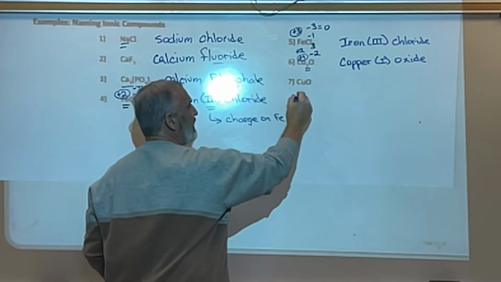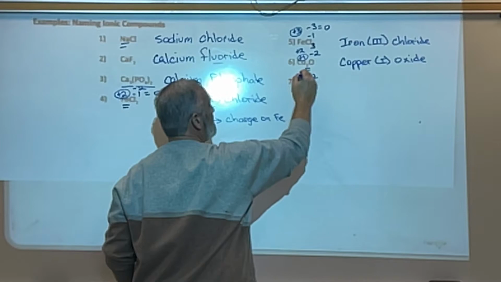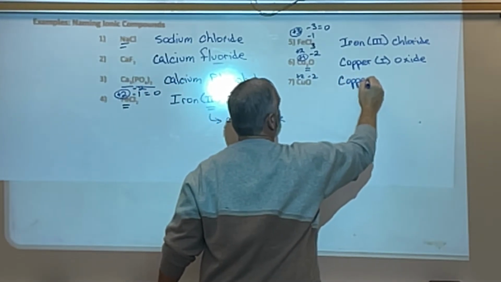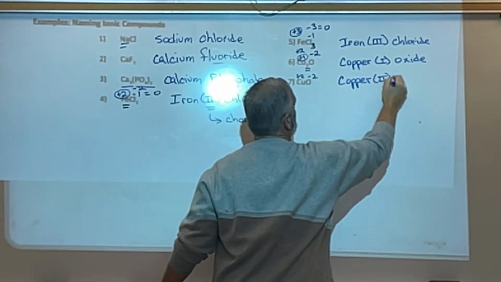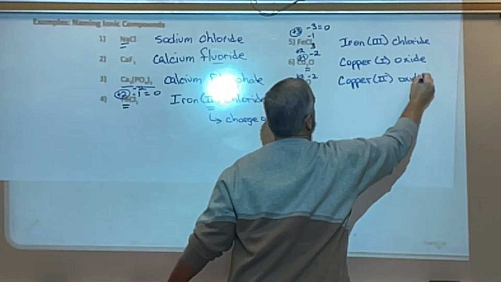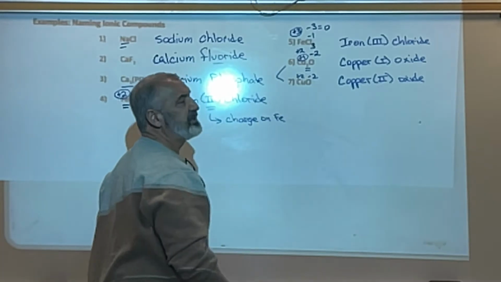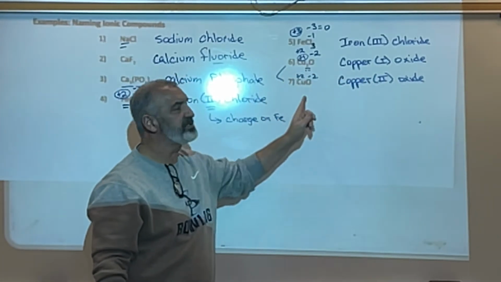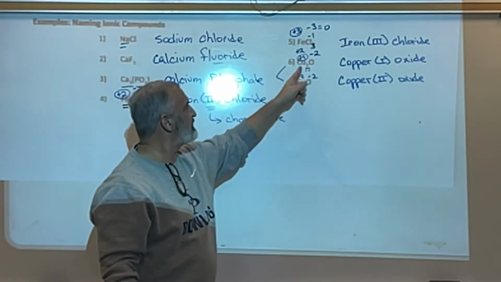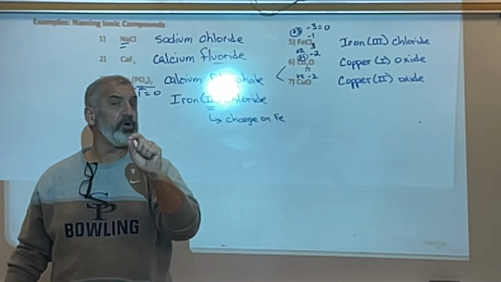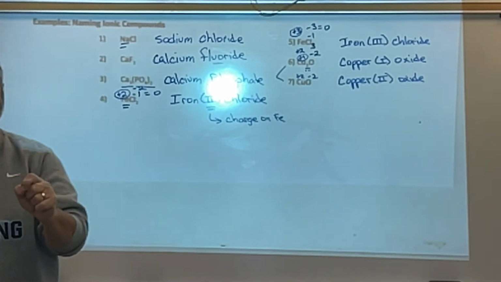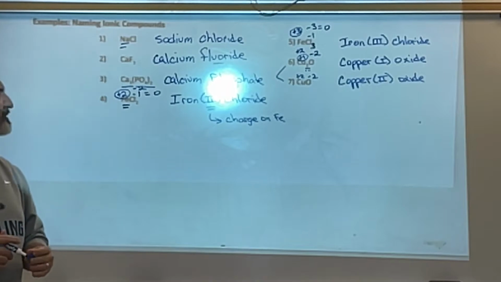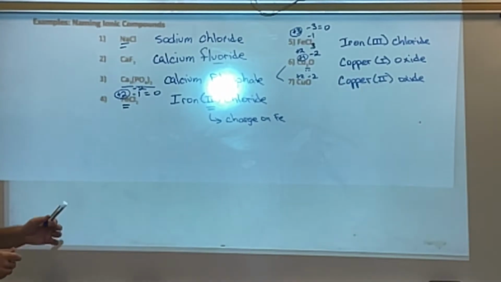Whereas on this one, oxygen's -2, copper must be +2 then. So this is going to be copper 2 oxide. Now I like this example because it highlights the fact that the Roman numeral tells you the charge, not the subscript. It's always what's the charge on the metal. Roman numerals only go to the positive, it only goes to transition metals. And you never have a Roman numeral on the negative one. It's always just going to be what's the charge on the positive ion.